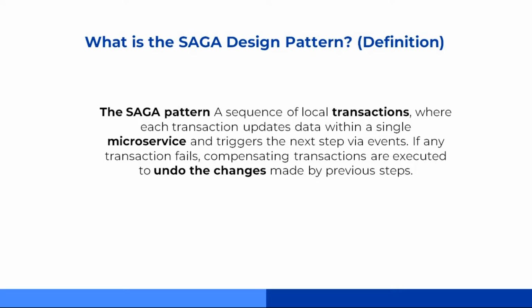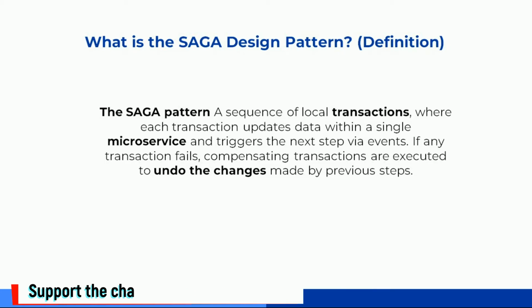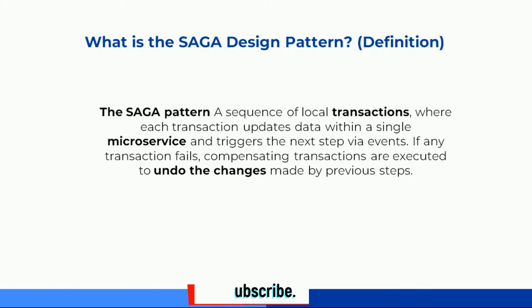Saga basically breaks that big process into smaller local transactions, each handled by a different service. Once one service finishes its part, it either publishes an event or calls the next service in the chain. And here's the best part: if something goes wrong at any step, the whole system doesn't just fall apart. Instead, it runs compensating transactions, kind of like pressing undo step by step to reverse whatever was already done. So in short, Saga helps microservices keep their data consistent without using those heavy, complex distributed transactions.